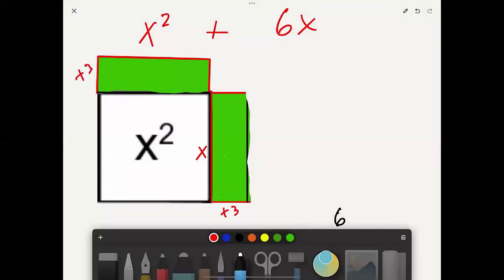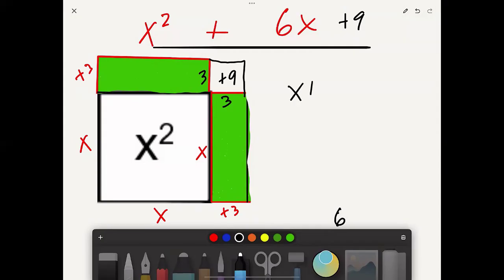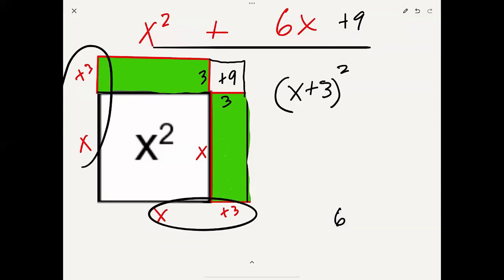If you look at it, since we split that 6, this is going to be plus 3, and this is going to be plus 3. We know this side is x, this is x. So we almost have a perfect square. We just have to figure out this little piece right here. If this is 3 and this is 3, that means we have to add 9 in order to make this a perfect square. And we can write this as x plus 3 squared.